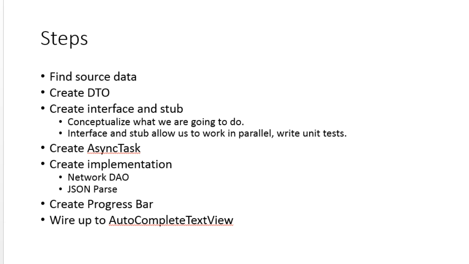Okay, next we're going to have to create a DTO. We don't want to think of data as a string. We want to think of it as a more intelligent concept. A DTO is a data transfer object, or a collection of attributes that make sense when they're grouped together.